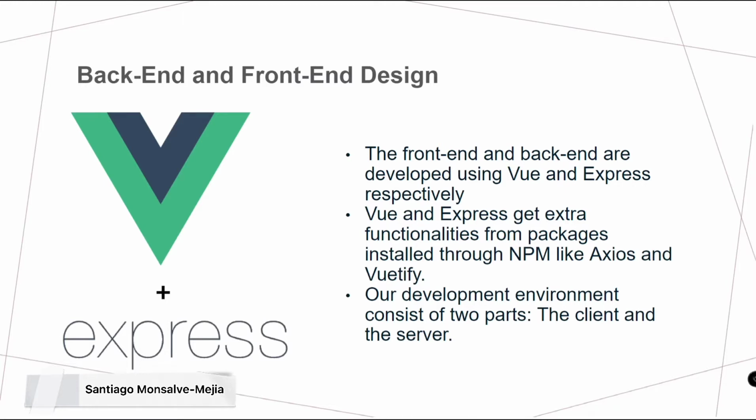Part of using these frameworks and Node.js as a whole is that we can add extra functionalities to these frameworks through npm. So an example would be Axios. Axios is an extension for Vue, and it allows Vue to make API calls. Another one is Beautify.